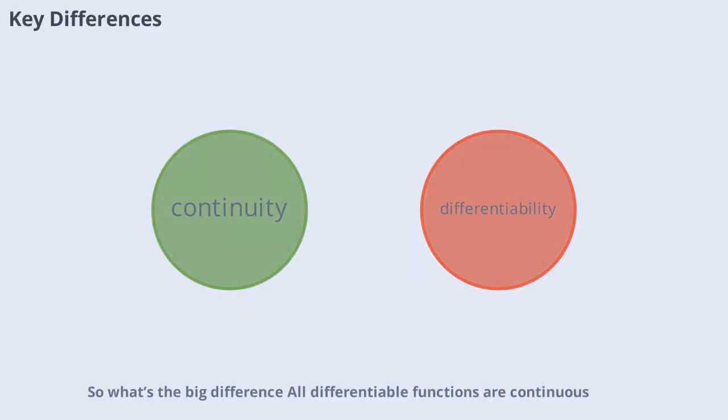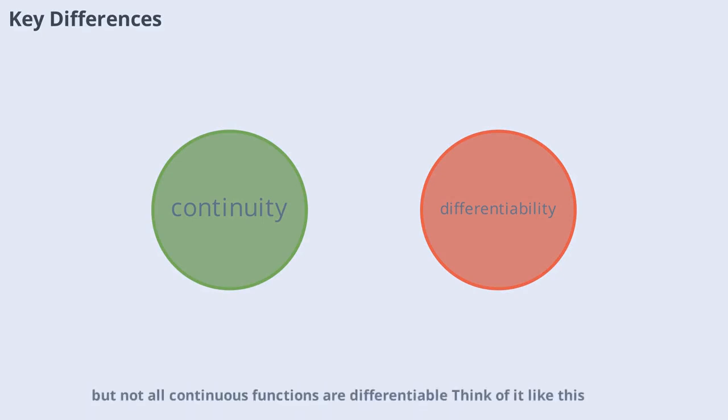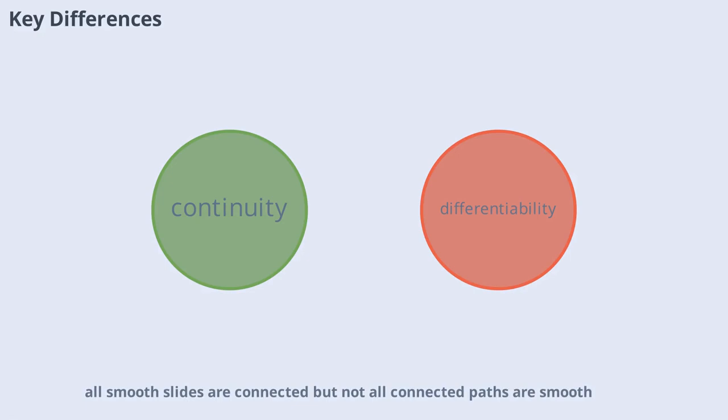So what's the big difference? All differentiable functions are continuous, but not all continuous functions are differentiable. Think of it like this: all smooth slides are connected, but not all connected paths are smooth. That's the magic of these two ideas.